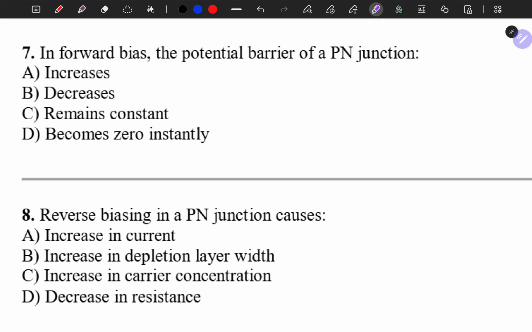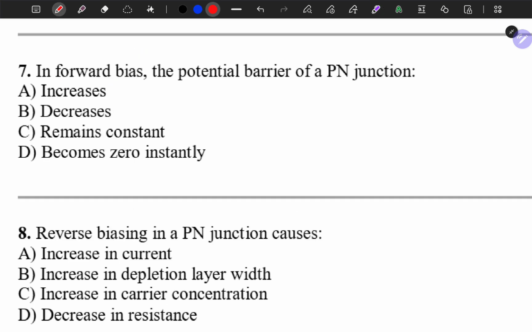The potential barrier decreases in forward bias, and in reverse, if I change it to a reverse bias, then the potential barrier will increase. So here the correct option is option B.